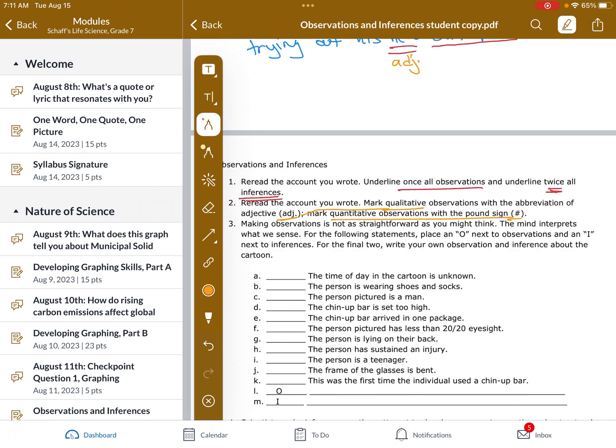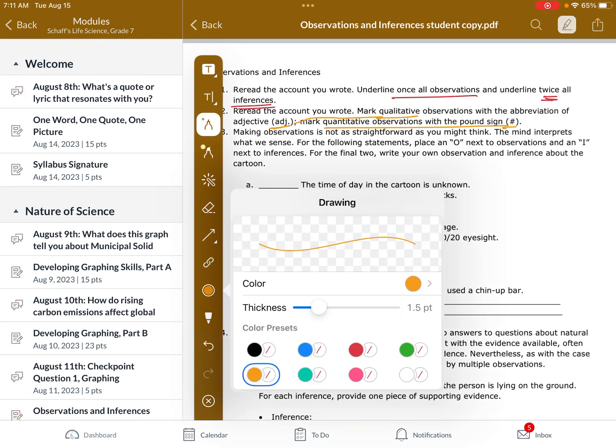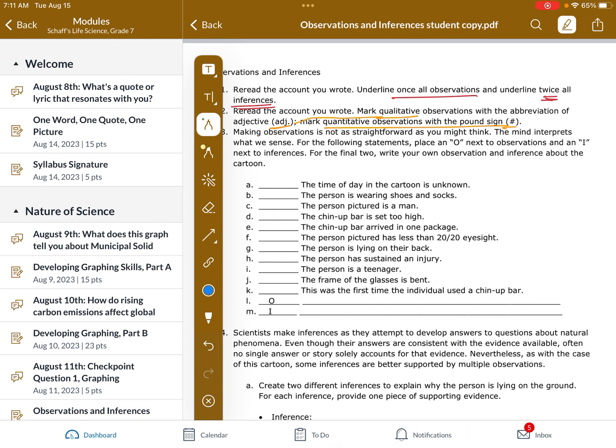Making observations is not as straightforward as you might think. The mind interprets what we sense. For the following statements, place an O next to observations and an I next to inferences. Go back to blue for this. For the final two, write your own observation and inference about the cartoon. Okay, so I'm going to go ahead and do the final two because I already have an observation. So there is a chin-up bar.